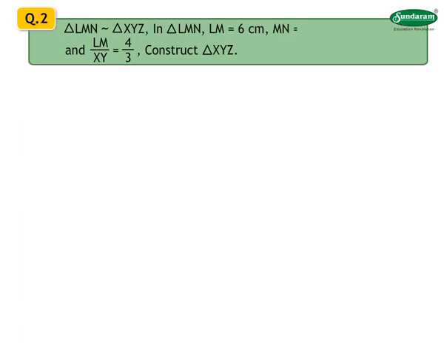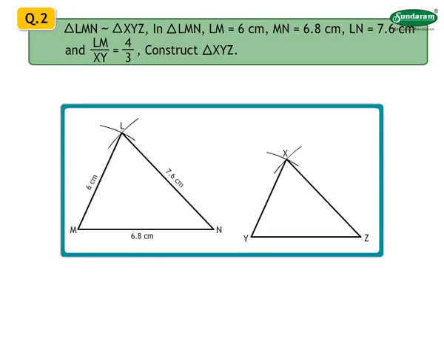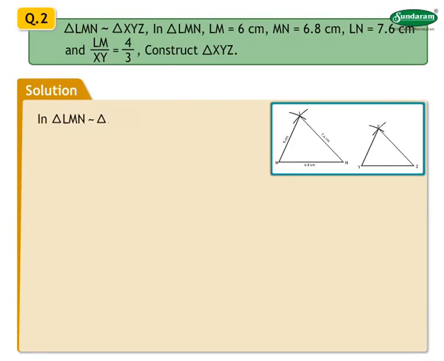Thus, we get the required triangle DEF. Question 2. Triangle LMN is similar to triangle XYZ. In triangle LMN, LM is equal to 6 centimeters, MN is equal to 6.8 centimeters, LN is equal to 7.6 centimeters, and LM upon XY is equal to 4 upon 3. Construct triangle XYZ. Solution. Here, it is given that triangle LMN is similar to triangle XYZ.